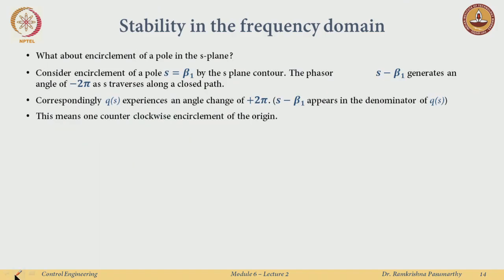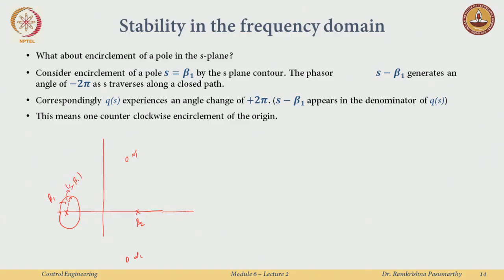Okay. Now what about encirclement of a pole? Let's say again I do the same thing. I just draw it for our purpose here. Let's say I have a pole here. This was my beta 1. Then I had a pole here earlier. This was beta 2. I had a 0 somewhere here and a 0 somewhere here, alpha 1, alpha 2. Now again, let's say I have a contour where I do this, and I start from here. So this phasor is my S minus beta 1.